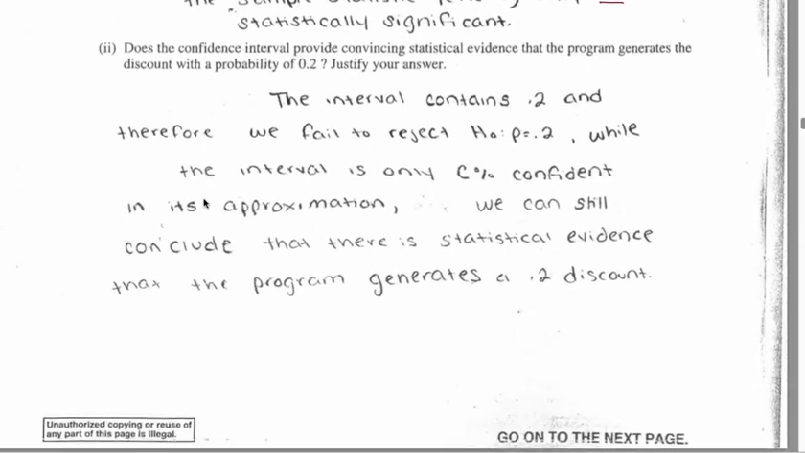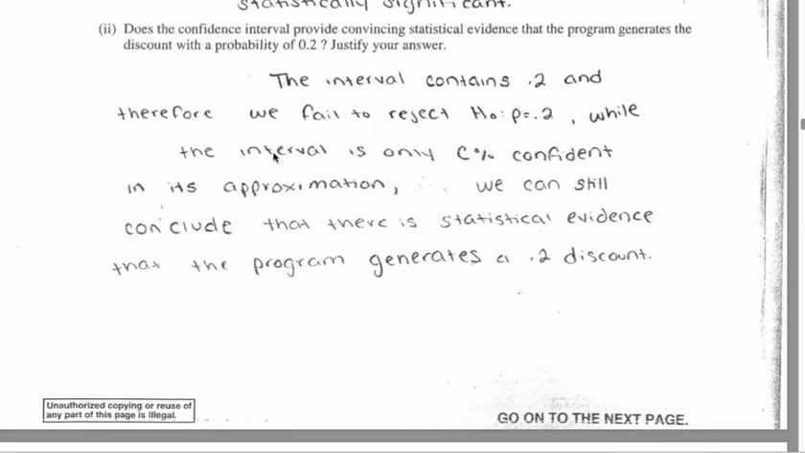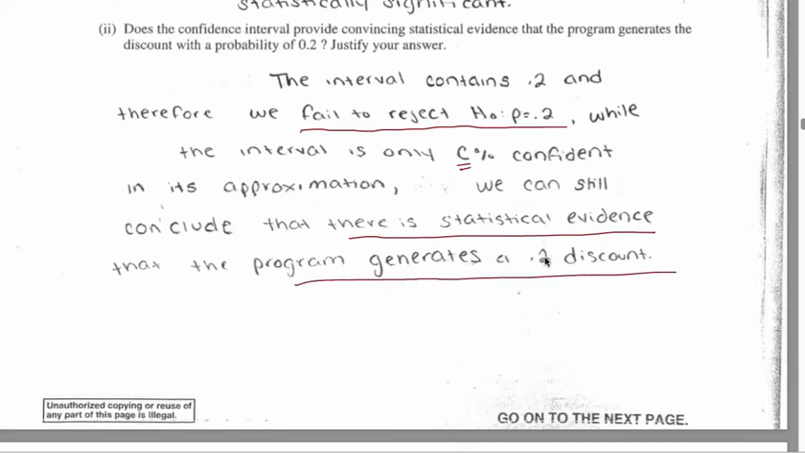On AII, they mentioned that the interval contains 0.2, and therefore we fail to reject H0. That's essentially saying the right thing. And then they said, while the interval is only, and they of course don't know the confidence level, so we're only C% confident in the approximation. So right now, they have said the right answer. The interval contains 0.2, and therefore we fail to reject that it's 0.2. But they wrote some more, and they said, we can still conclude that there is statistical evidence that the program generates 0.2. They are saying they believe it is 0.2.